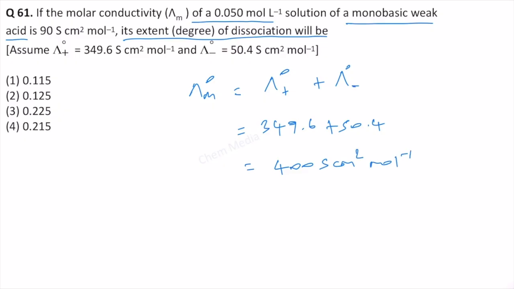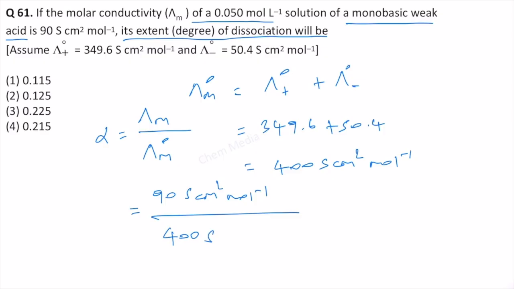Now, the degree of dissociation for a weak electrolyte, alpha, is equal to the molar conductivity at a particular concentration, here given at 0.050 molar, divided by the limiting molar conductivity, that is at infinite dilution. So this will be equal to 90 Siemens centimeter square per mole divided by 400 Siemens centimeter square per mole. 10 and 10 we can cancel.